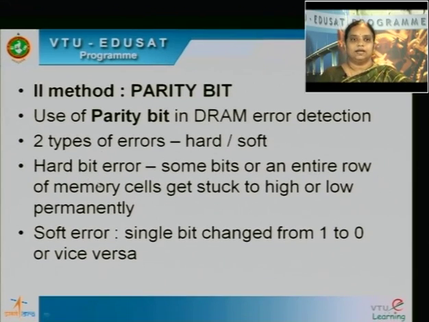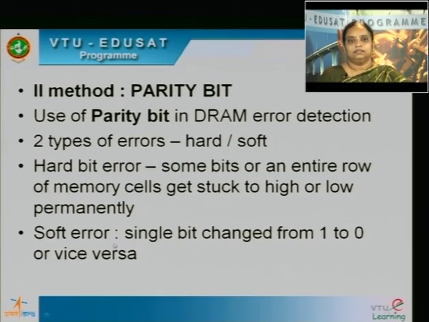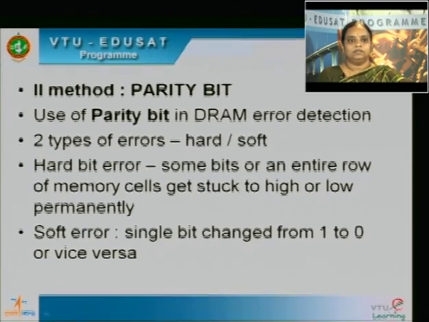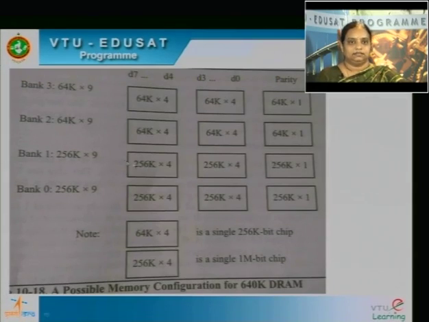So this is known as a hard bit error. Or another type, during any current search, etc., some single bits may change from 1 to 0 or 0 to 1. Whatever the types of errors, you can use this parity bit to at least check the error. And this is your possible memory configuration for 640K DRAM.